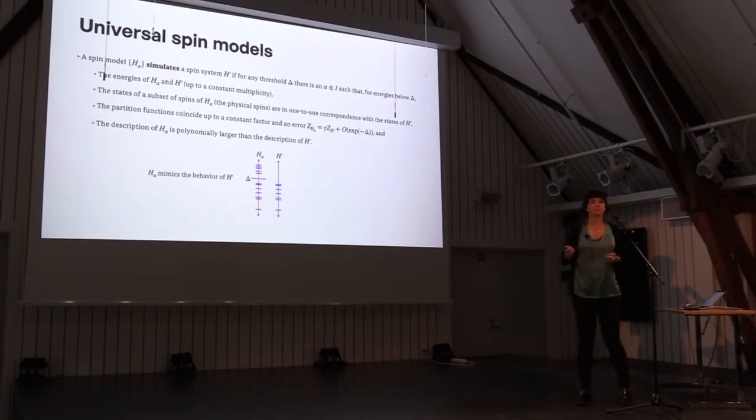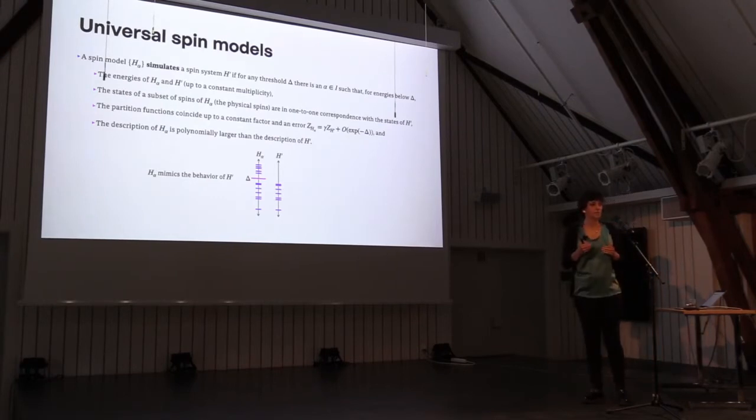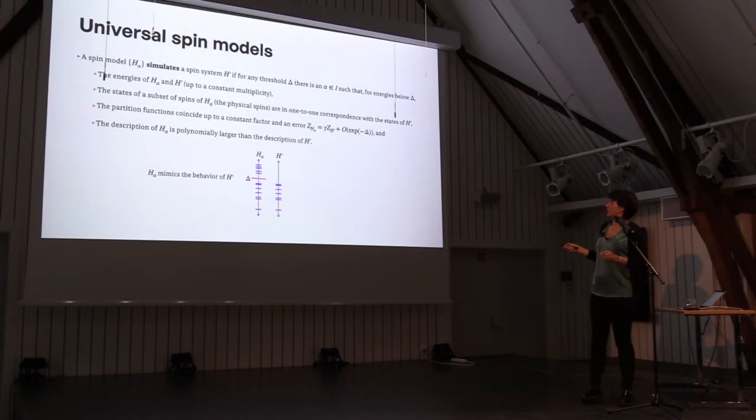So a bit more precisely, we have 4 requirements. First, the energies of H alpha and H prime are identical, potentially up to a constant multiplicity in the energies of H prime. So maybe each level here is multiplied, or it has a multiplicity m, but this m needs to be the same for all levels.